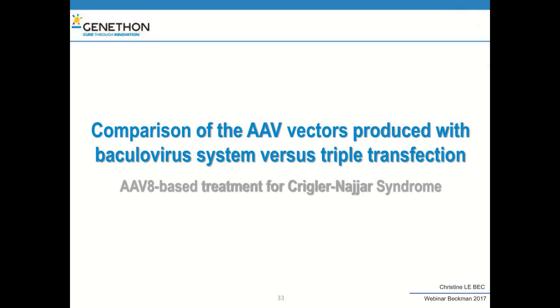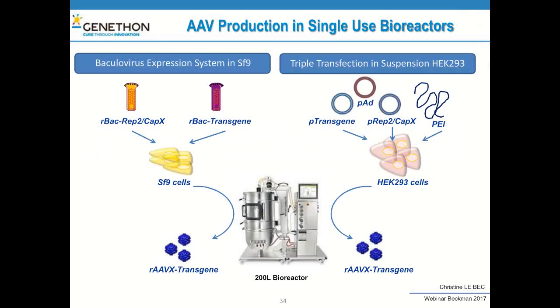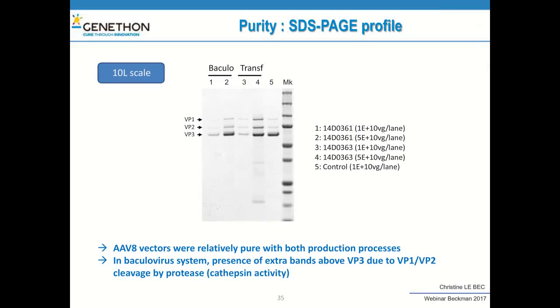We also use this AUC technology to compare the AAV vector produced either by a Baculovirus system or by triple transfection. As I showed you, we have 2 different processes in bioreactor. Before choosing between the Baculovirus system and the transfection system and making the production at 200 liters, we used these 2 different processes at a very small scale, at 2 liters and 10 liters, and we looked at the quality of the product and the yield of the process.